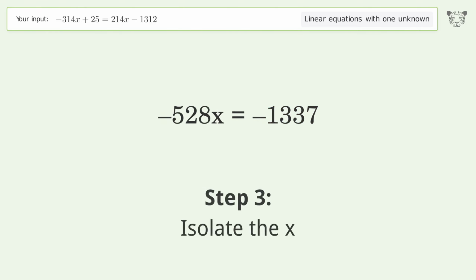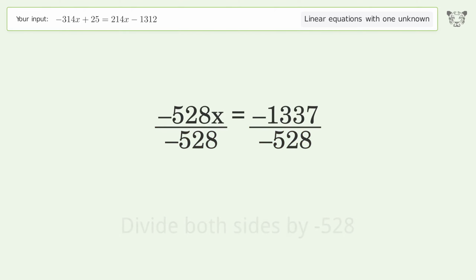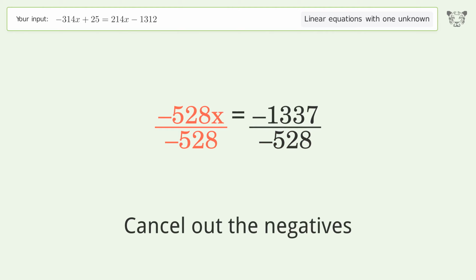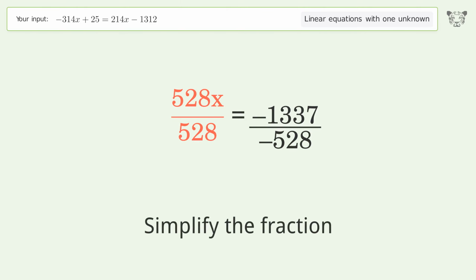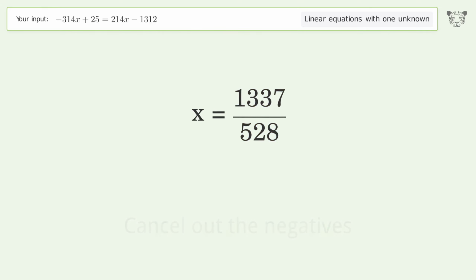Isolate the x. Divide both sides by negative 528. Cancel out the negatives. Simplify the fraction. Cancel out the negatives. And so the final result is x equals 1337 over 528.